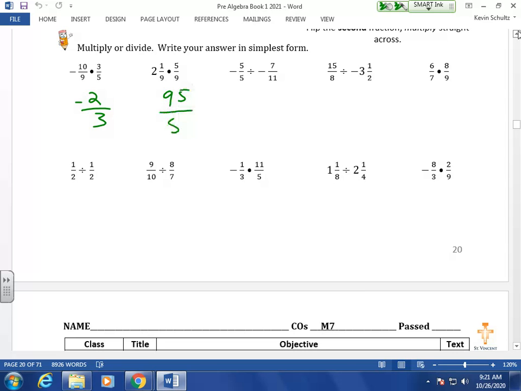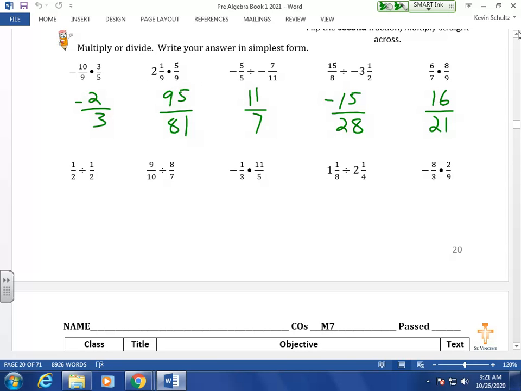Next one, we've got 95 81sts. I believe that one was done together as well. Positive 11 sevenths. Then negative 15 28ths. If you have negative 30 56ths, then it was not simplifying. And the last one in this row is 16 21sts. If you have 48 63rds, then you should have simplified down to 16 over 21.